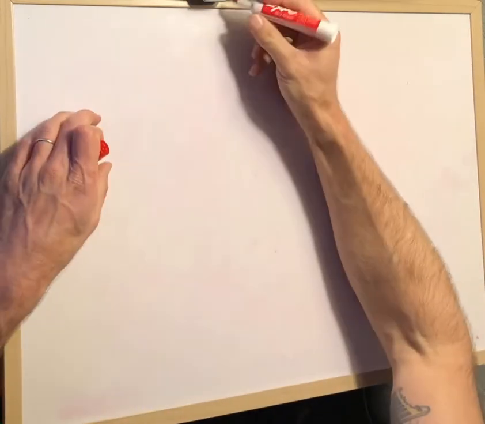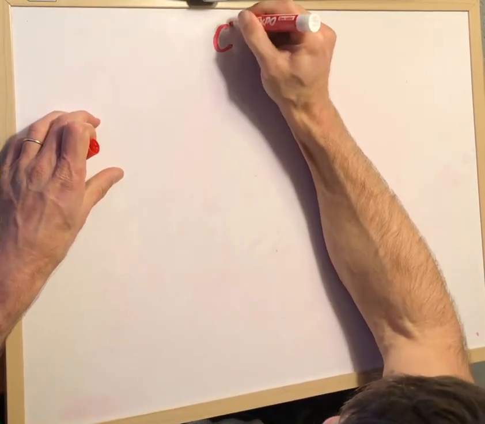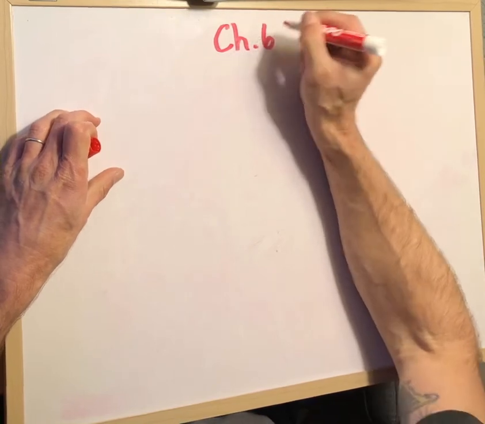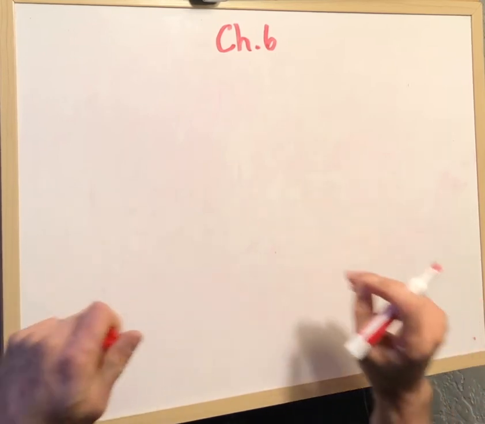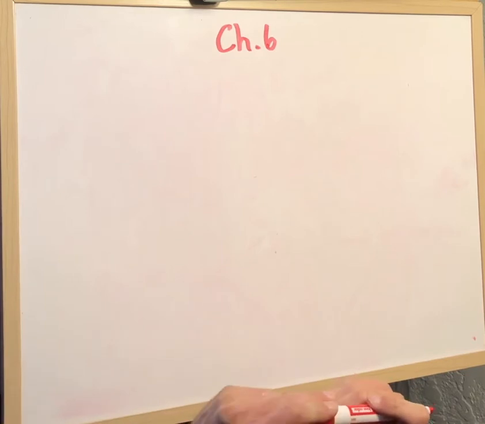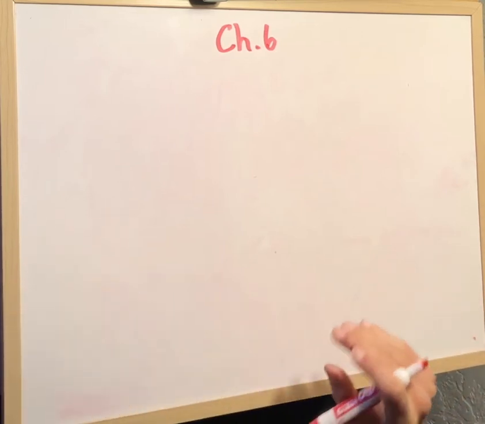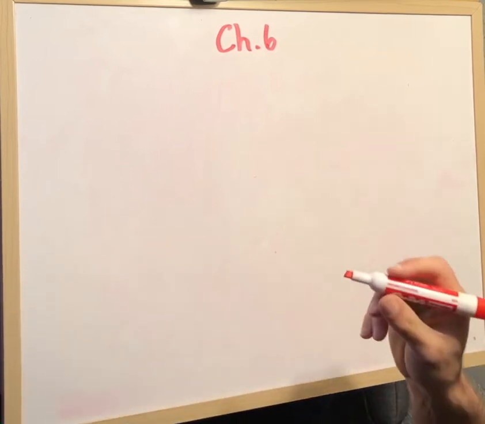All right, ladies and gentlemen, what we're going to be starting off in chapter 6. Now, this chapter has to do with special right triangles. In your notes, I introduce you to two special right triangles, but before we get into this, I want to review the Pythagorean theorem.